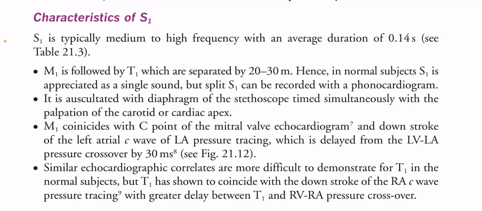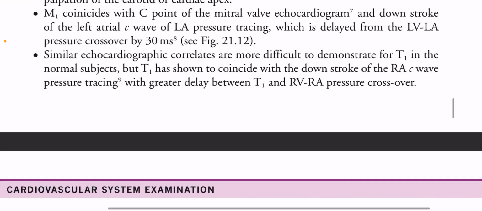Similar echocardiographic correlates are more difficult to demonstrate for T1 in normal subjects, but T1 has been shown to coincide with the downstroke of the RA C wave pressure tracing, with greater delay between T1 and RV RA pressure crossover.